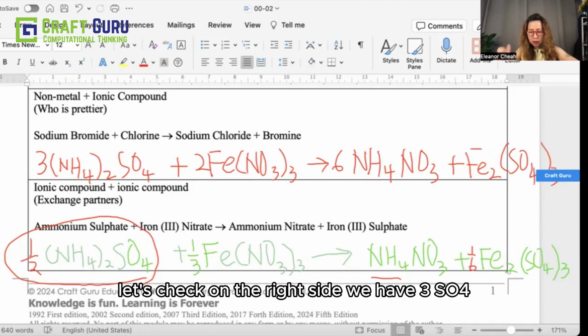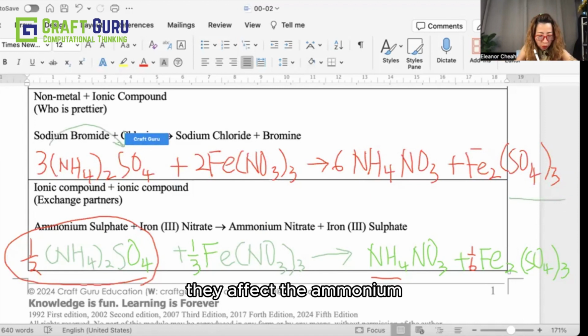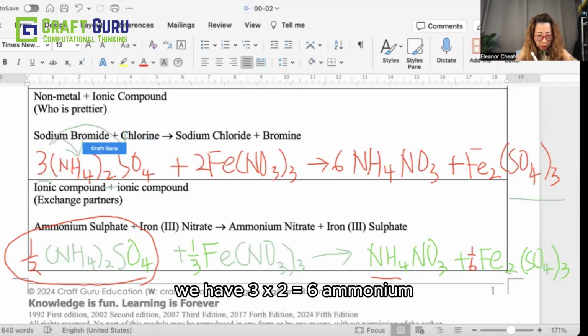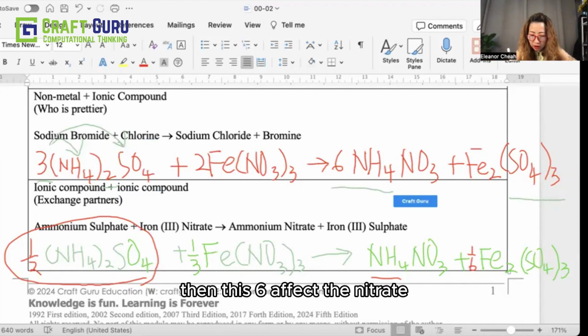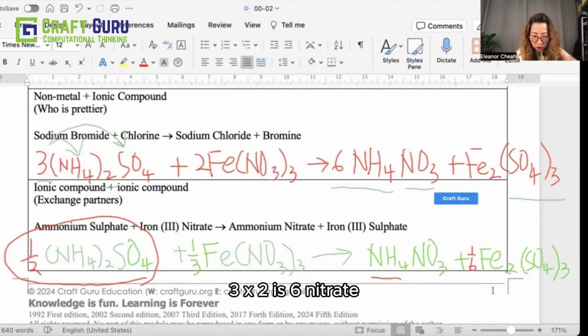Okay, let's check. On the right side, we have 3 SO4. Here, 3 SO4. Then it affects the ammonium. We have 3 times 2, 6 ammonium. Here we have 6 ammonium. Then this 6 affects the nitrate. We have 6 nitrate on the right side. So 3 times 2 is 6 nitrate.